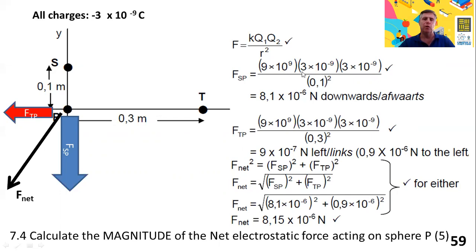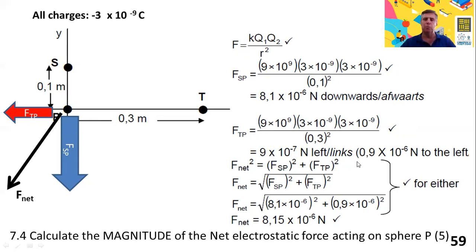K, Coulomb's constant. All the charges are the same. We don't need to put in minus because we're just looking at the magnitude of the force, and the distance between S and P is 0.1 meters. Do it carefully on your calculator, and we get a force of 8.1 times 10 to the minus 6 newtons downwards. Same story for the force exerted by T on P. The main difference is the distance is much bigger. It's now 0.3, and we get a force of 9 times 10 to the minus 7 newtons to the left.